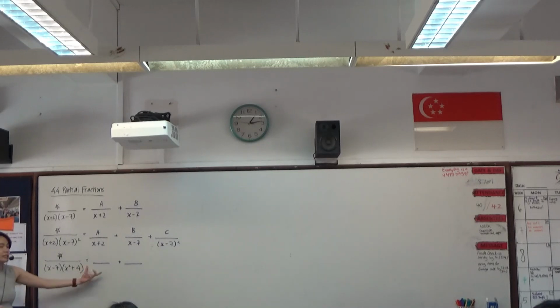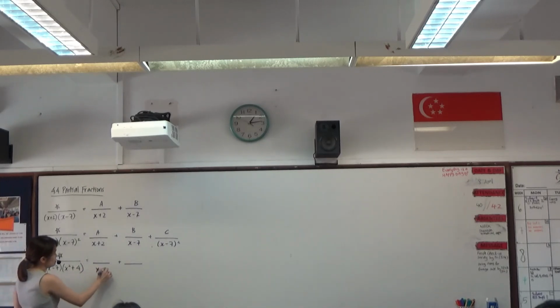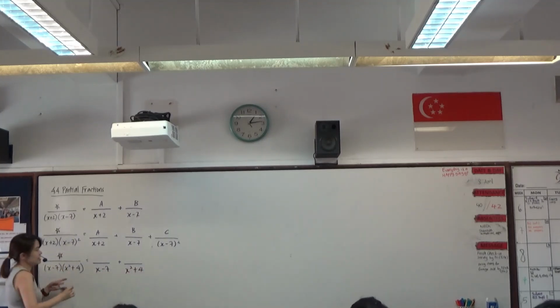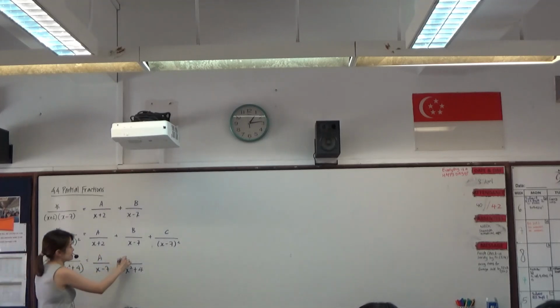would be having a denominator of x minus 7 and x squared plus 4. Now what about the numerator? This one will let it be A, this one will be Bx plus C.